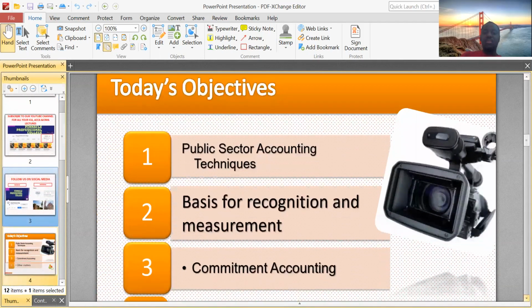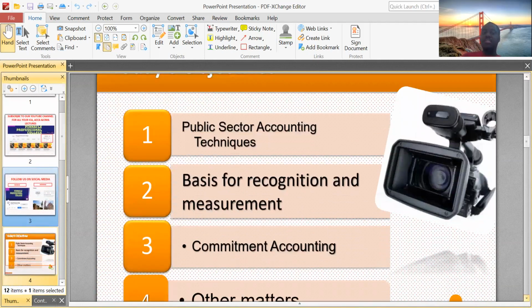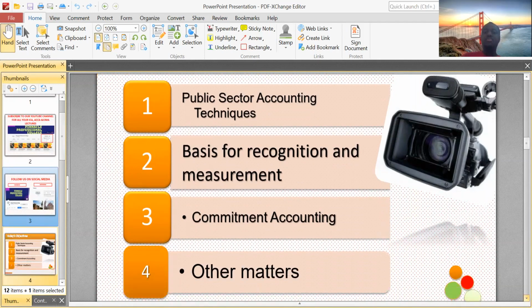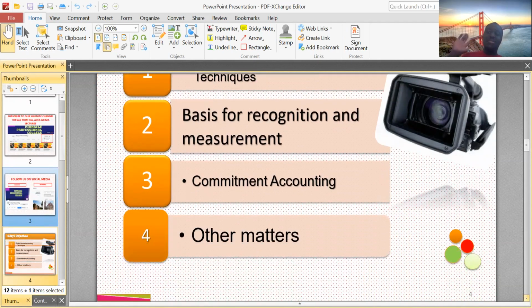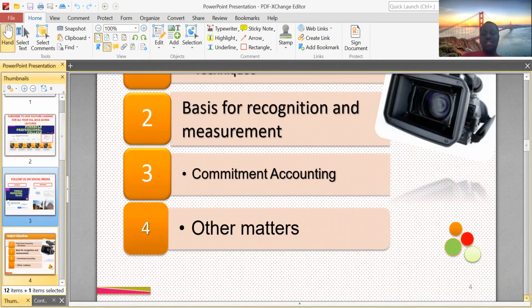In today's objective, we'll be talking about public sector accounting techniques. We'll be talking about the basis for recognition and measurement. We'll be talking about commitment accounting and other techniques of accounting and any other related matters as well. We'll touch on it. So let's dive right into it very, very quickly.